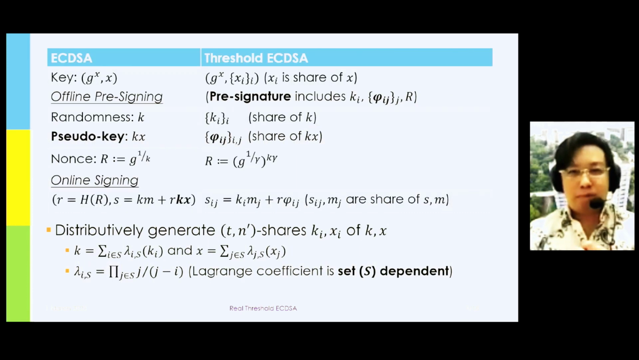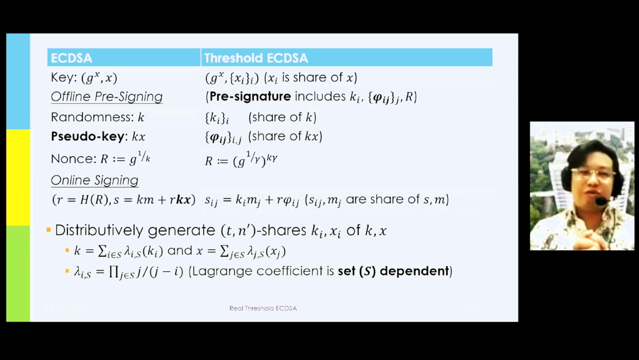So now comes the technical part of the talk. On the left-hand side of the screen, you'll see basically ECDSA. There are many variables, but of particular interest are the randomness K and the secret key S, which eventually we need to compute something called the pseudo key K times S, which will be used in the signature. And in the first hole of ECDSA, ideally, we want to generate everything in shares. So secret share of K, secret share of KS, which we use pi to denote.